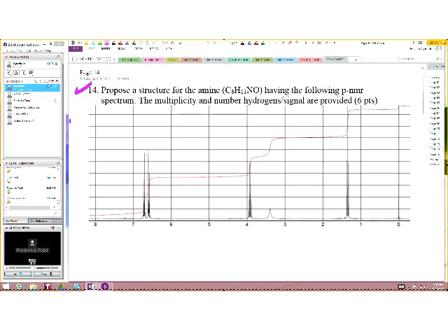Propose a structure for the amine having the following proton NMR spectrum. The multiplicity and number of hydrogens in each signal are provided. Okay, thank you. Now, this is a proton NMR spectrum.